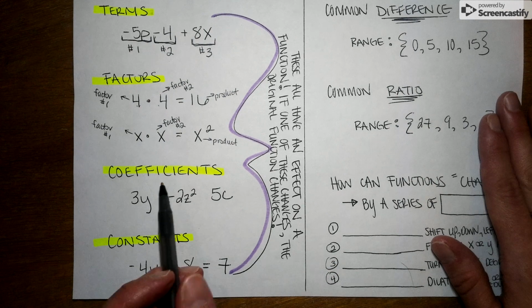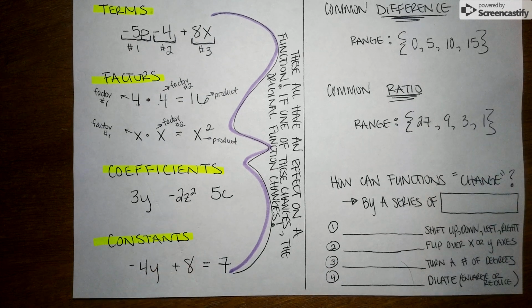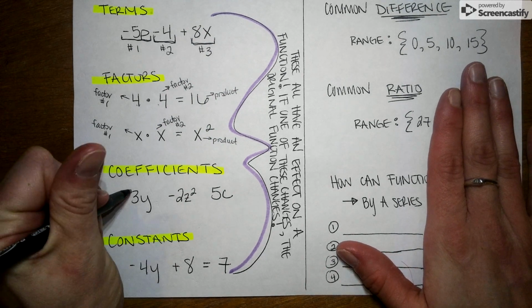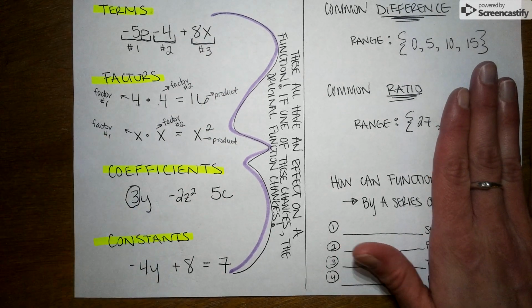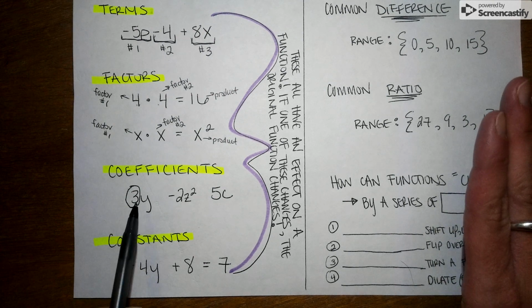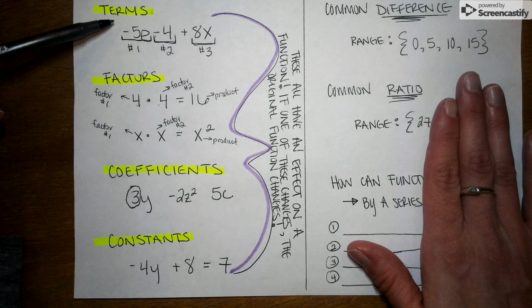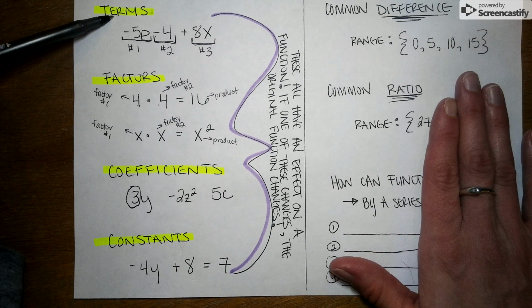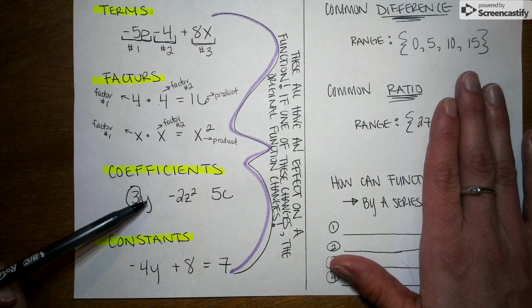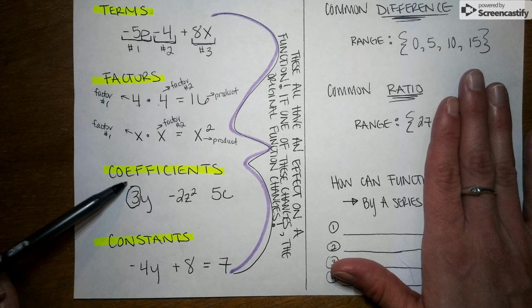Moving on to coefficients then. Coefficients are any number that is in front of a variable, or really any number being multiplied by a variable. So my coefficient in 3y is the positive 3. Be careful not to circle the y with it as well, because otherwise, going back up here, you are circling what's called a term. So the coefficient of y is a positive 3.